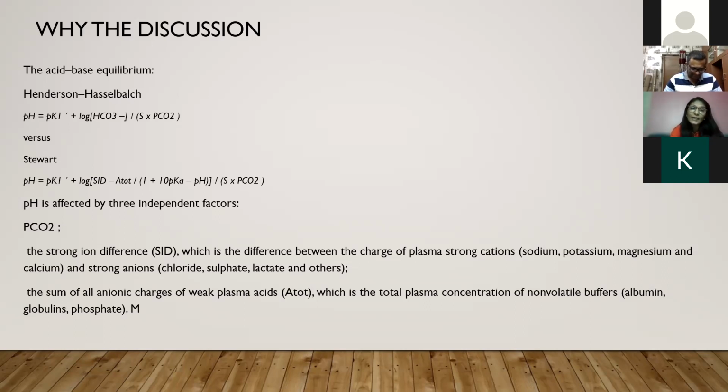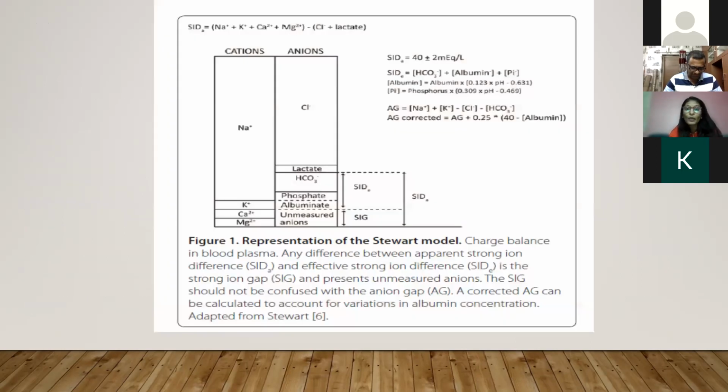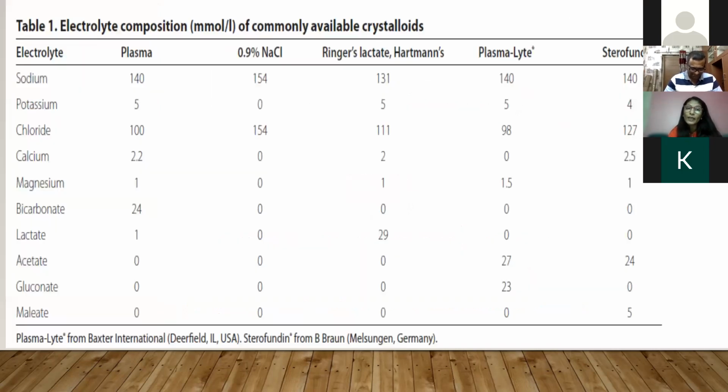In 1983, Stewart brought up another equation describing the same acid-base milieu, and he used plasma carbon dioxide, strong ion difference, and the total weak plasma acids to describe the acid-base equilibrium of the body. The strong ion difference consisted of the major cations, which were sodium, potassium, calcium, and magnesium, from which chloride and bicarbonate was subtracted. The normal SID for a patient was 40 plus or minus 2 milliequivalents per liter.